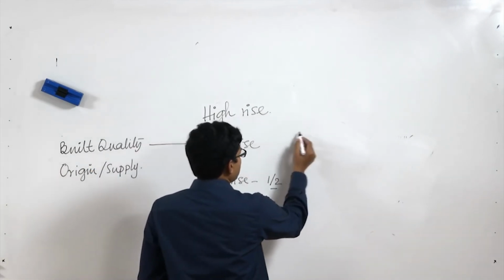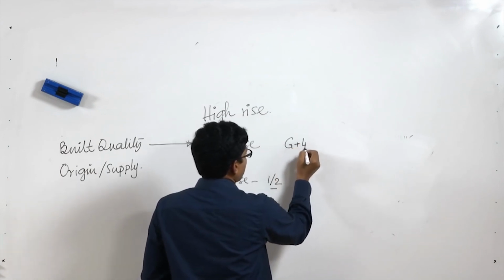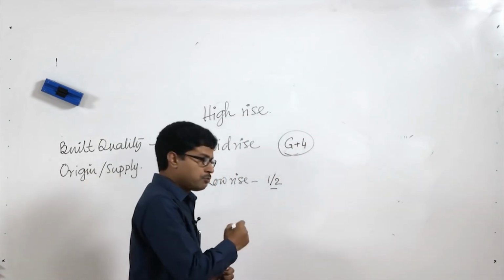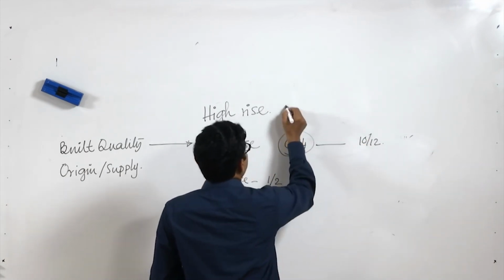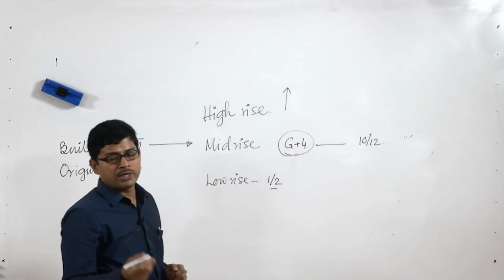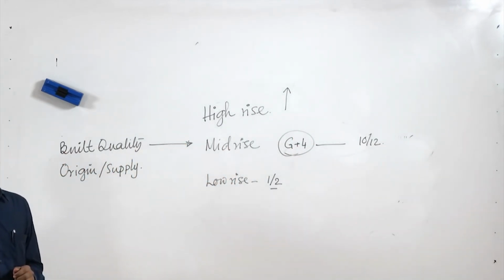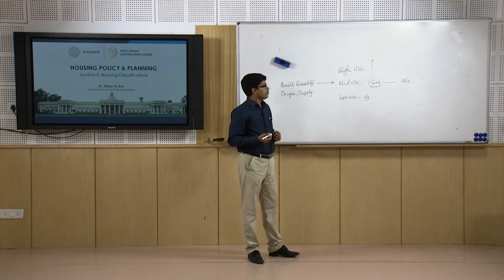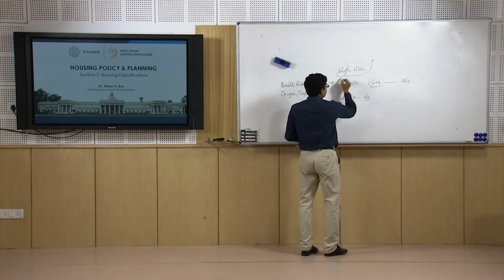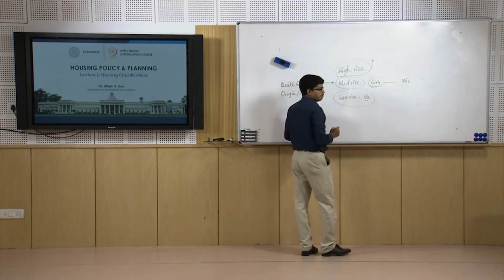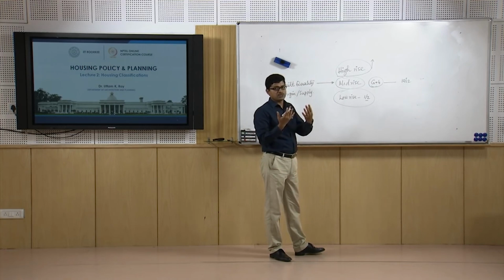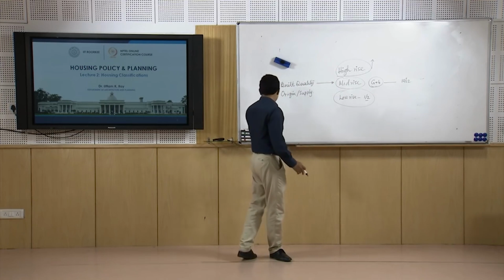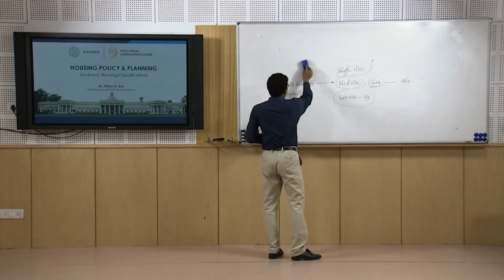On the other hand, mid rise is G+4, which is basically walk up apartments up to roughly 10 to 12 storied buildings, and high rise goes even beyond that, and nowadays in the cities we have 30 storied, 40 storied residential buildings. So, each of these typologies, high rise, mid rise and low rise, makes a different type of built quality, built environment in a city, and the image formed out of that becomes a predominant image of the city. So, that is another typology or classification we do.